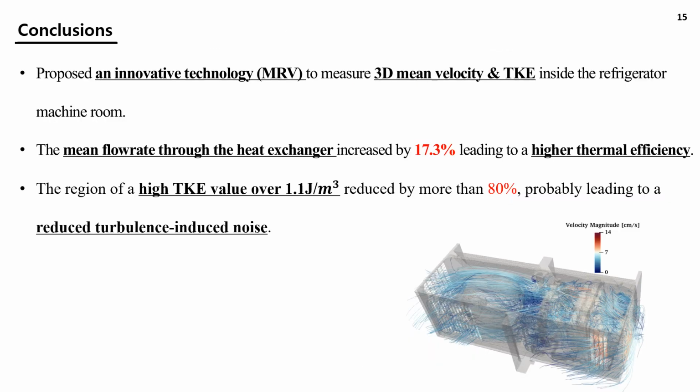Here is the conclusion of our research. In this study, we successfully visualized the three-dimensional mean velocity and TKE inside the refrigerator machine room by MRV. In the improved model we proposed, the mean flow rate through the heat exchanger increased by 17.3%, leading to a higher thermal efficiency, and the region of a high TKE value reduced by more than 80%, probably leading to a reduced turbulence-induced noise.